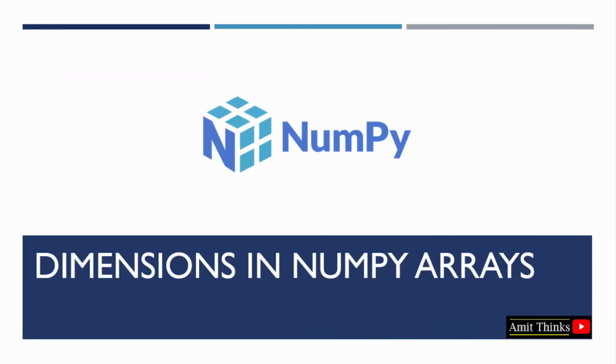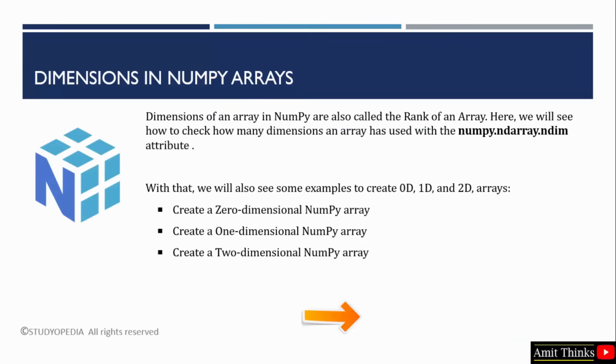In this video we will learn what are dimensions in NumPy arrays. With that we will also see some examples. Let's start. So the dimensions in an array are also called the rank of an array. An array can have 0 dimension, 1 dimension, or it can be a multi-dimensional array with 2, 3 or more number of dimensions. To check how many dimensions an array has, we need to work around the ndim.